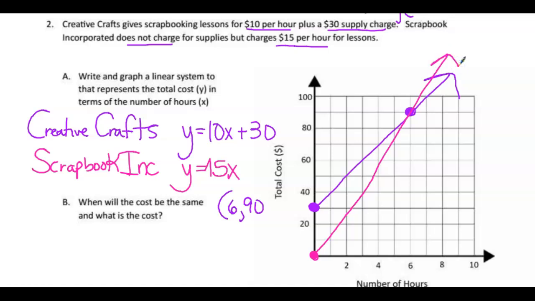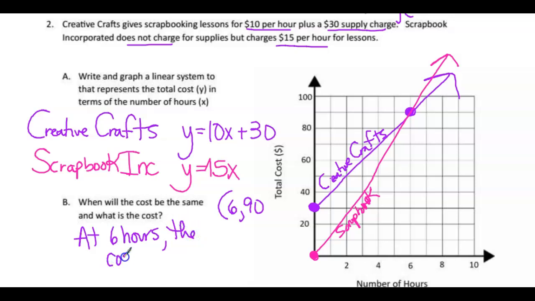The pink line is Scrapbook, in case they ask me questions, and the purple line is Creative Crafts. But in this question, they just ask, when will the cost be the same, and what is the cost? So at 6 hours, the cost is the same. $90.